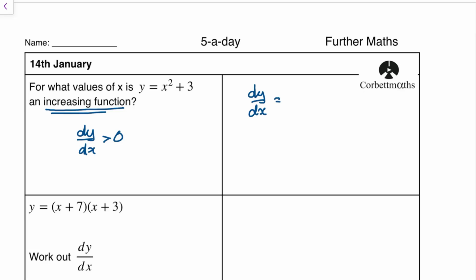So let's differentiate. dy dx equals 2x. When is 2x greater than 0? Well, it's greater than 0 for all values of x greater than 0. So my answer here is basically all values of x greater than 0.